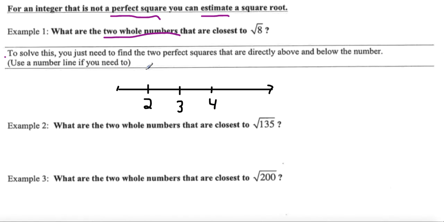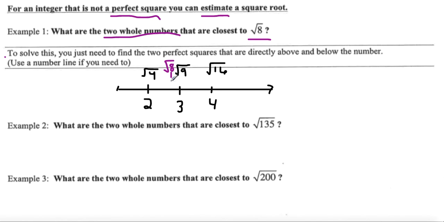I know 2 times 2 is 4, so I know that the square root of 4 is 2. 3 times 3 is 9, so the square root of 9 is 3. And 4 times 4 is 16, so the square root of 16 is 4. I'm looking for right now the square root of 8. Well, 8 is between 4 and 9, so the square root of 8 is going to fit in.